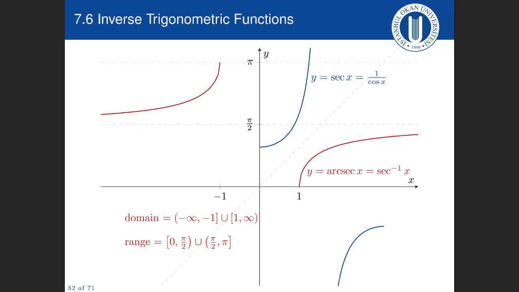Only one-to-one functions have inverses. So we need to choose the correct domain to make our trigonometric function one-to-one before we can define an inverse of it.